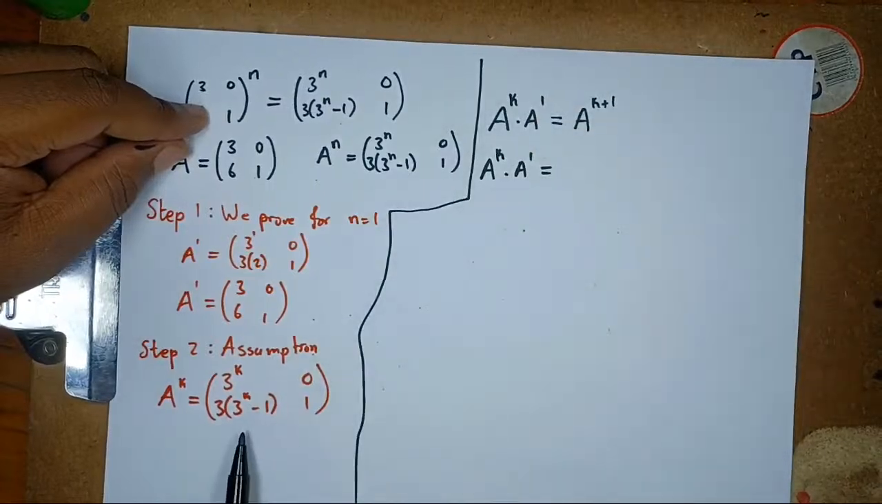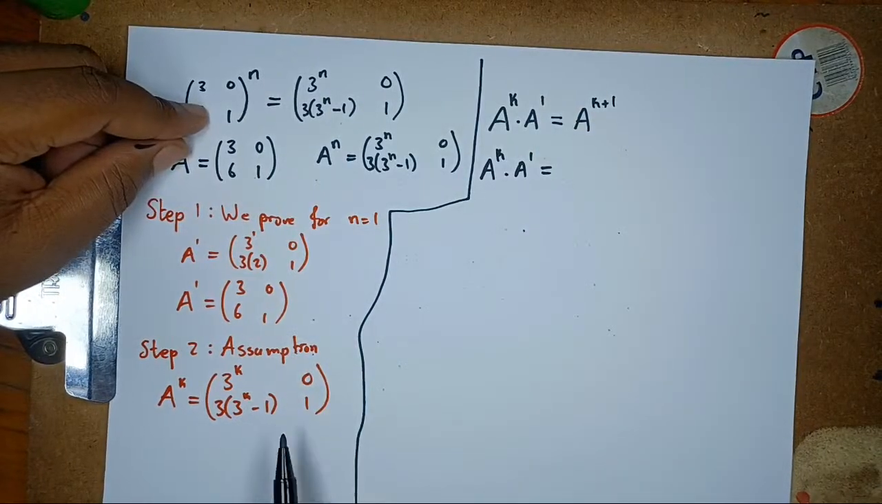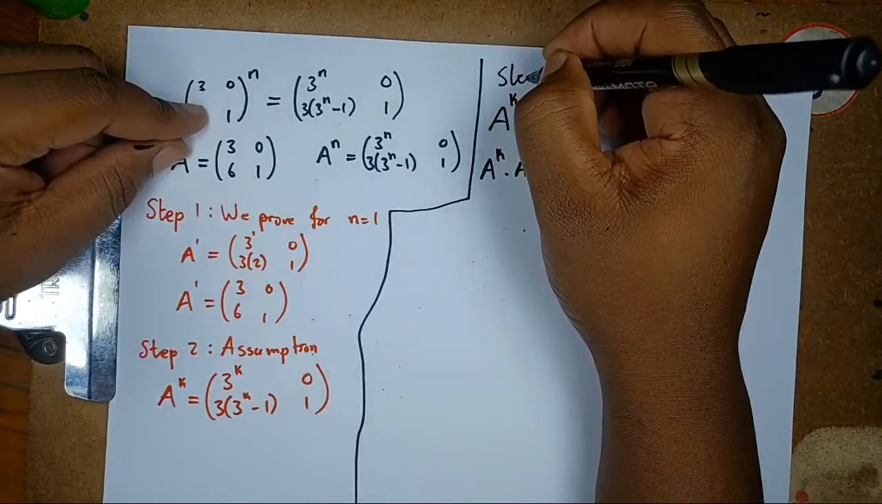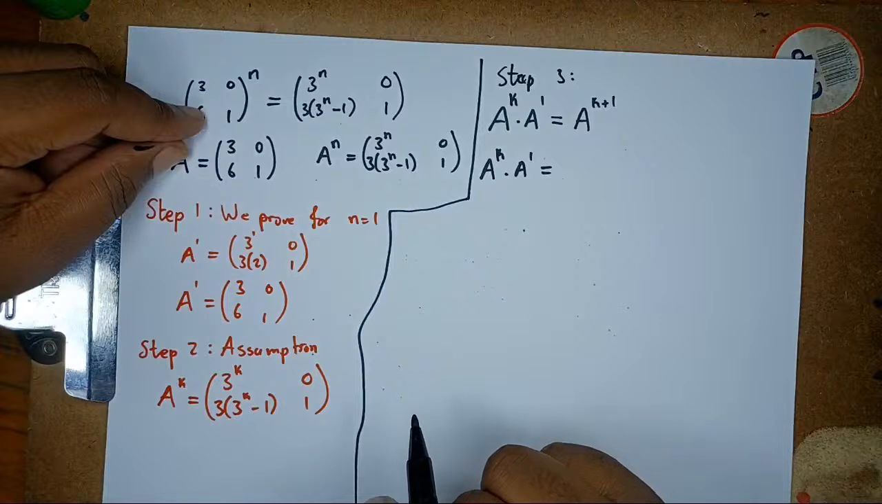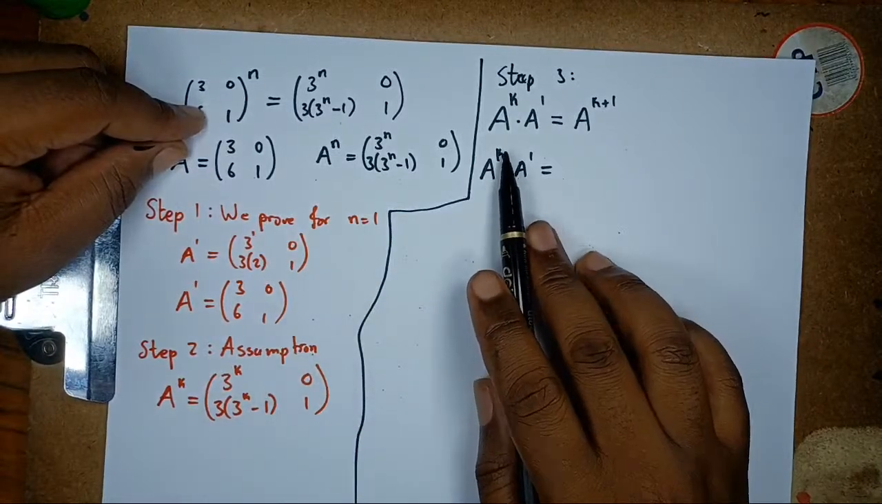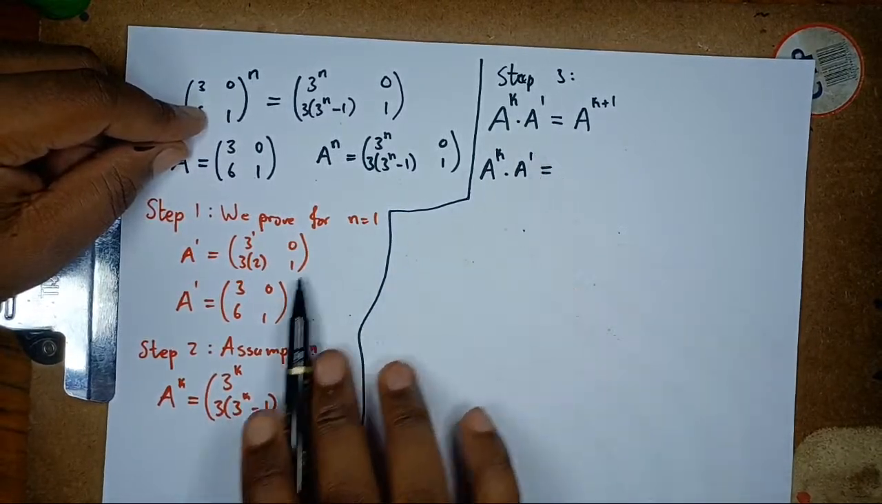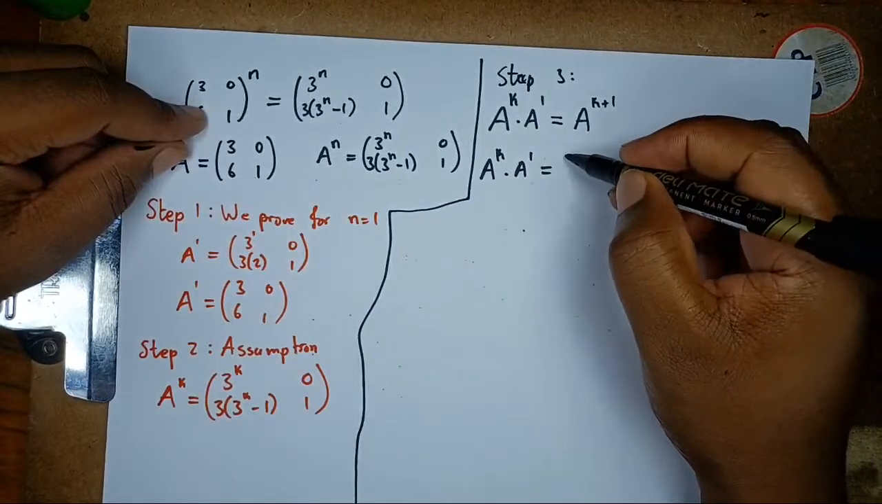What is a to the k? This guy here, from the assumption. By the way, this is step 3, where we now prove that it's true for n is equal to k plus 1. So a to the k, the assumption, a to the 1, step 1. So let's do the substitutions.